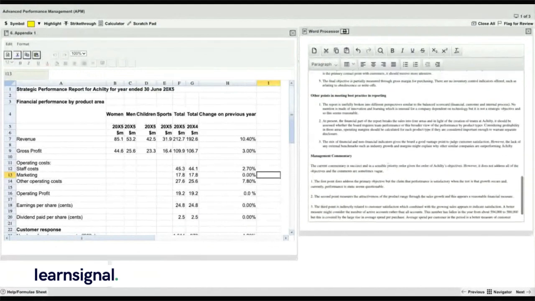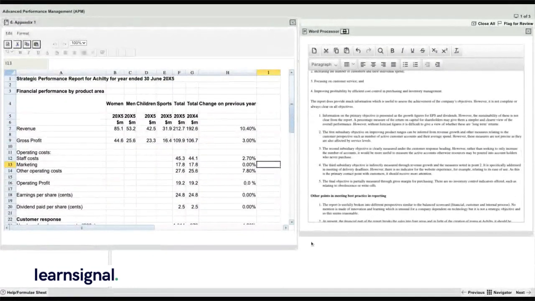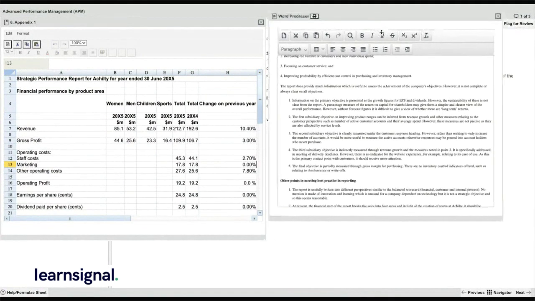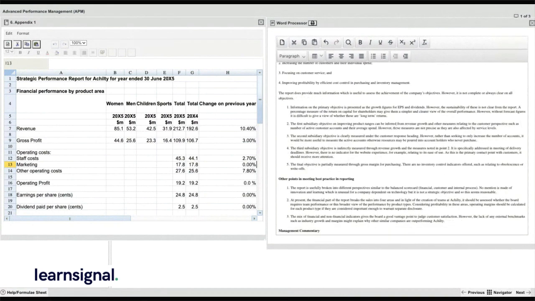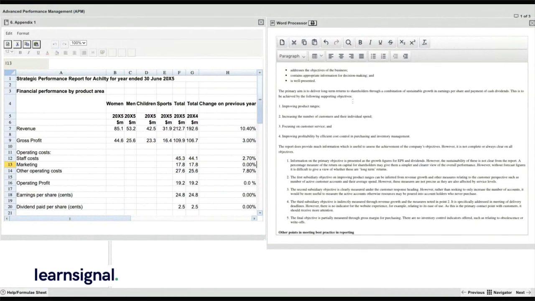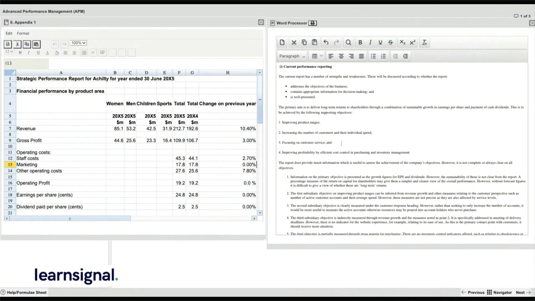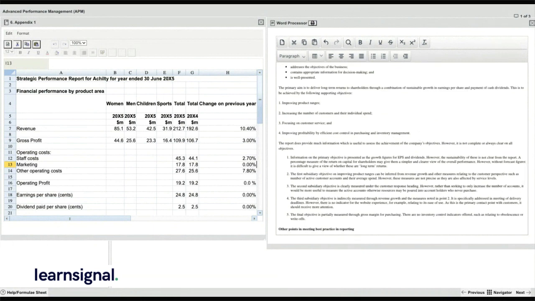It's useful to copy in from across the company information that their primary aim is to deliver long-term returns to shareholders through a combination of sustainable growth in earnings per share and payment of cash dividends. This is to be achieved by the secondary objectives of improving product ranges, increasing the number of customers and their individual spend, focusing on customer service, and improving profitability by efficient cost control in purchasing and inventory management. This could be inserted and formatted using the copy and paste functions.